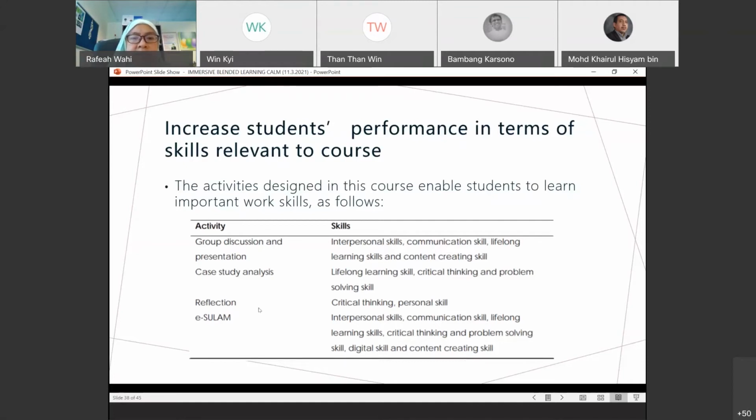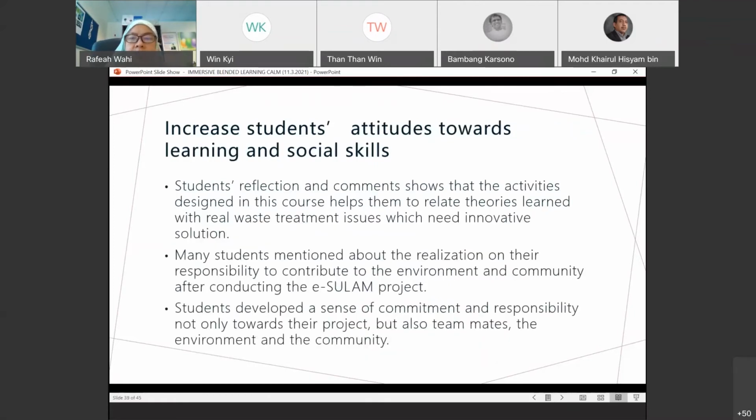From reflection, they learn critical thinking and personal skills. Personal skills means what's inside them. They learn to reflect on their own actions, on their own learning. Okay, and then from the e-SULAM project, they learn skills like interpersonal skills, communication, lifelong learning, critical thinking, problem solving, and digital skills, because this is an e-SULAM project, an online SULAM project. They learn so many digital skills and content creating skills. So this is how we think we increased students' attitude towards learning and social skills.